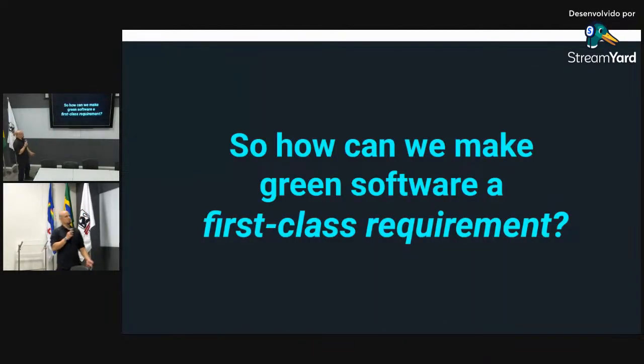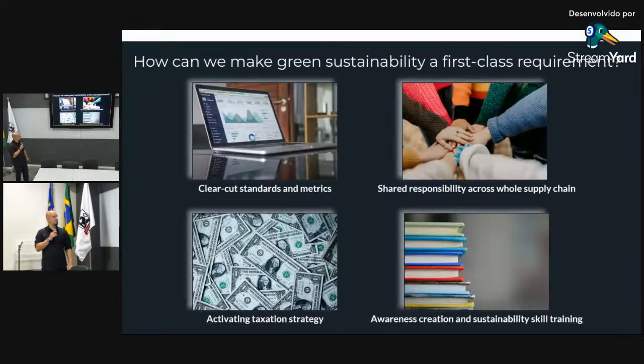So how can we make green software? First, a requirement, and here again these are sort of the final results, which came through some elaborations. First, you need clear-cut standards and metrics. So usually, CO2 is really nice to say it consumes this much CO2, but usually it's a very fiddly metric, because it depends on where the energy is produced.